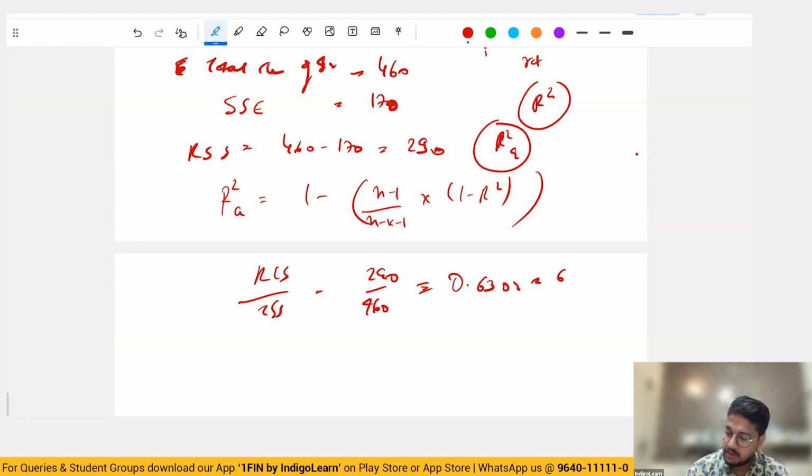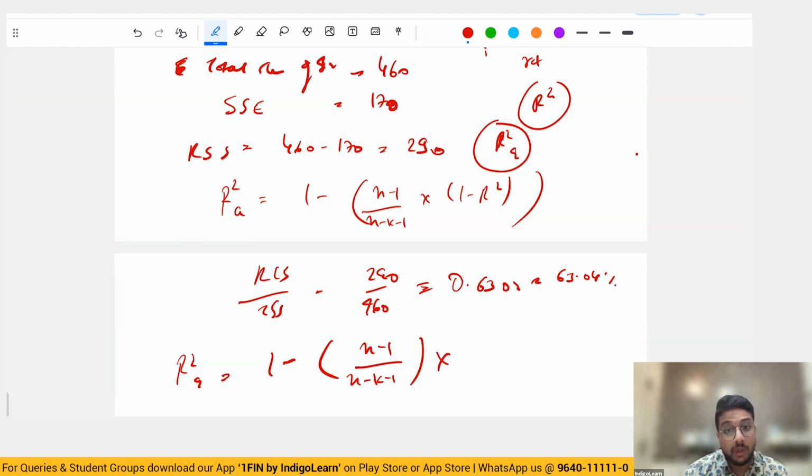0.6304, which is around 63.04%. Okay. So that is my R square. Now I want to calculate adjusted R square, right? That shall be 1 minus (n minus 1 upon n minus k minus 1) into (1 minus R square), right?